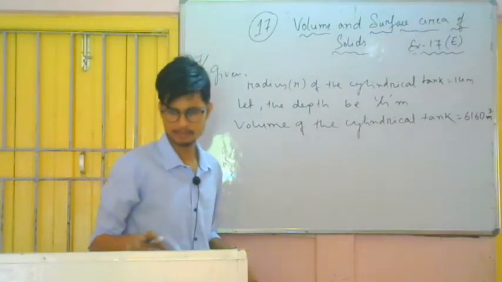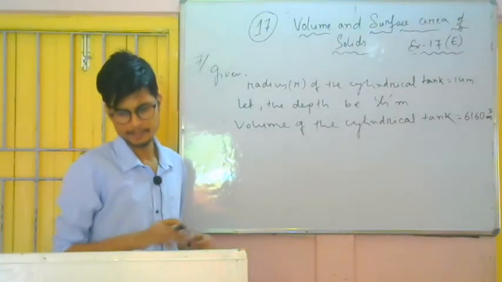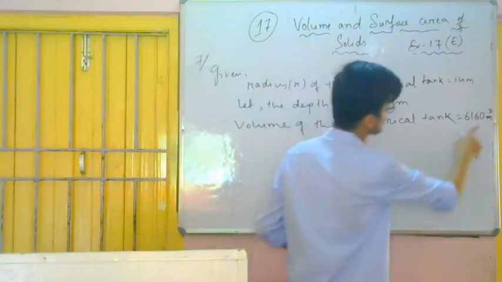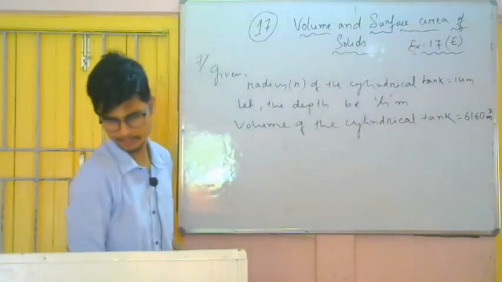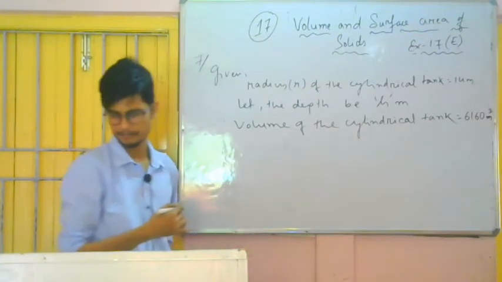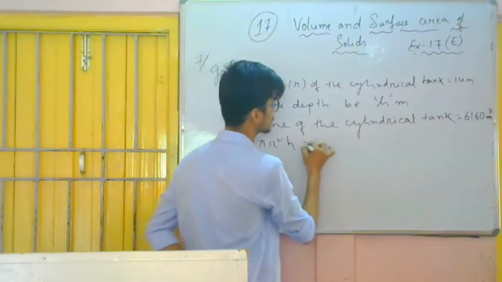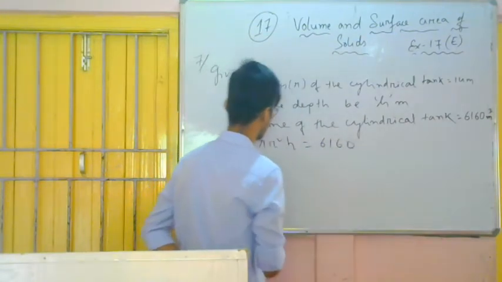Okay, one thing you do, make it correct. I think in the question it is wrong. You make it meter, okay? 6160 meter cube, okay? It will be cubic meter, not centimeter, or else the answer will not come. So implies you write pi r square h is equal to 6160.